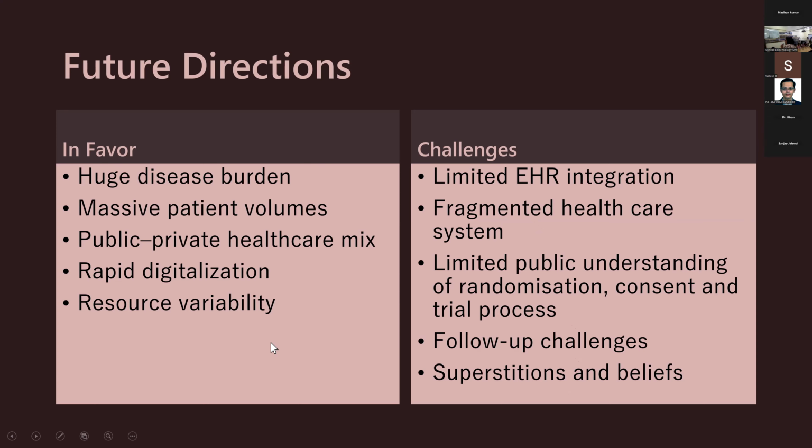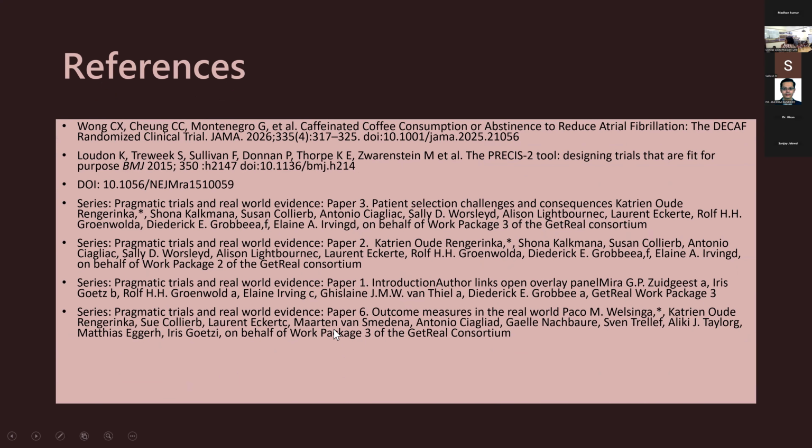So this brings us to the end of today's talk. To sum up, initially we started with the research continuum. We looked at what explanatory trials and pragmatic trials are. With the help of an example, we looked at how pragmatic the DECAF trial is, and through the example, we looked at various aspects which determine the pragmatism of a trial. And finally, we looked at where we stand as a country with respect to the conduct of randomized controlled trials. Thank you, and these are the references.